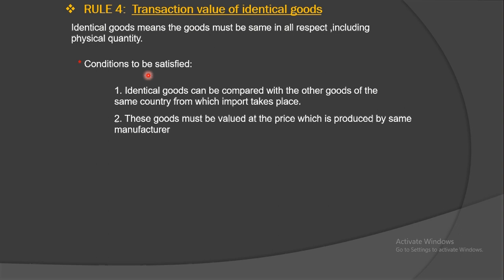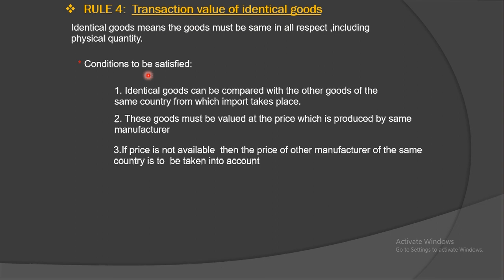We are importing Splendor, so Splendor is our imported good and we don't have any value for this. So what will we take? We will take the price of Passion, as that price is decided by the manufacturer. The third condition is, if the price is not available, then the price of another manufacturer of the same country is to be taken into account.